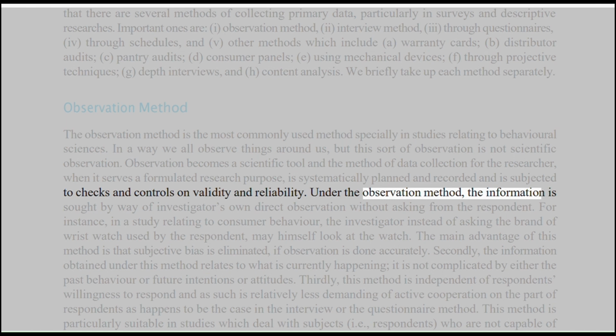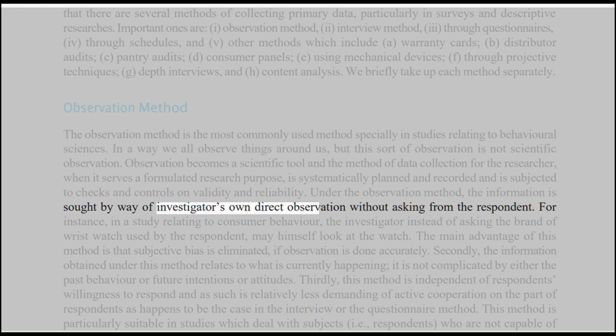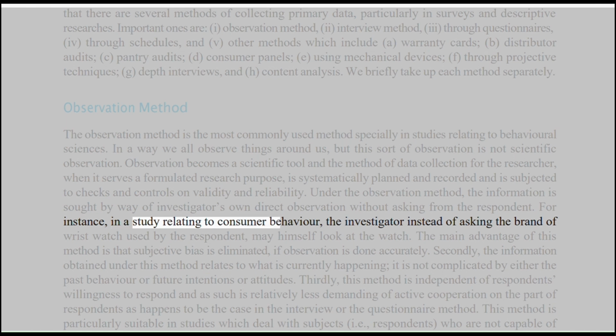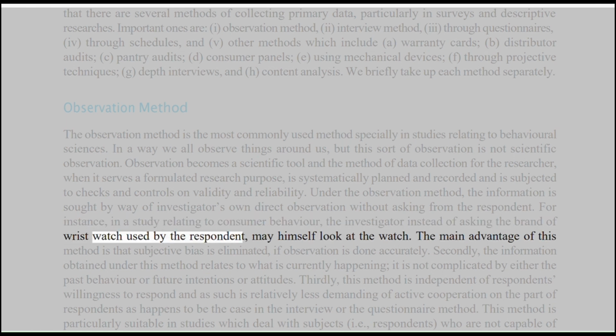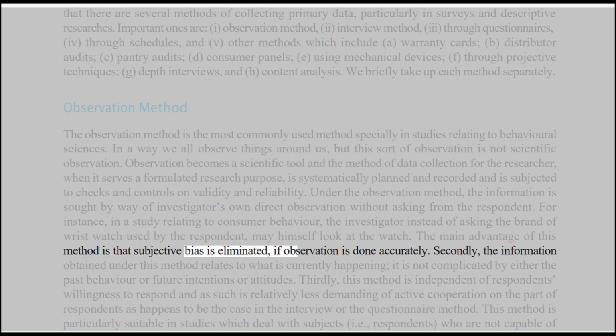Under the observation method, the information is sought by way of investigators' own direct observation without asking from the respondent. For instance, in a study relating to consumer behavior, the investigator, instead of asking the brand of wrist watch used by the respondent, may himself look at the watch. The main advantage of this method is that subjective bias is eliminated if observation is done accurately.